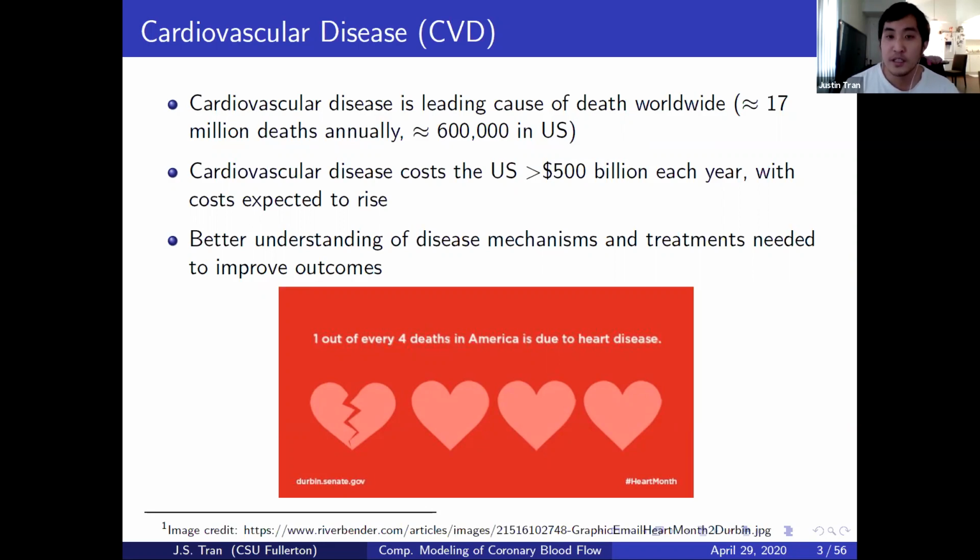Because if someone has to stay in the hospital, or if someone has to stay home to nurse their cardiovascular disease, they're not working and they're not producing income for themselves or for their families. And this cost is only expected to go up with time. What's generally expected is that in order for us to improve these numbers and improve the cardiovascular health of our nation and around the world, we need to better understand disease mechanisms so that we can develop better treatments and improve these outcomes.